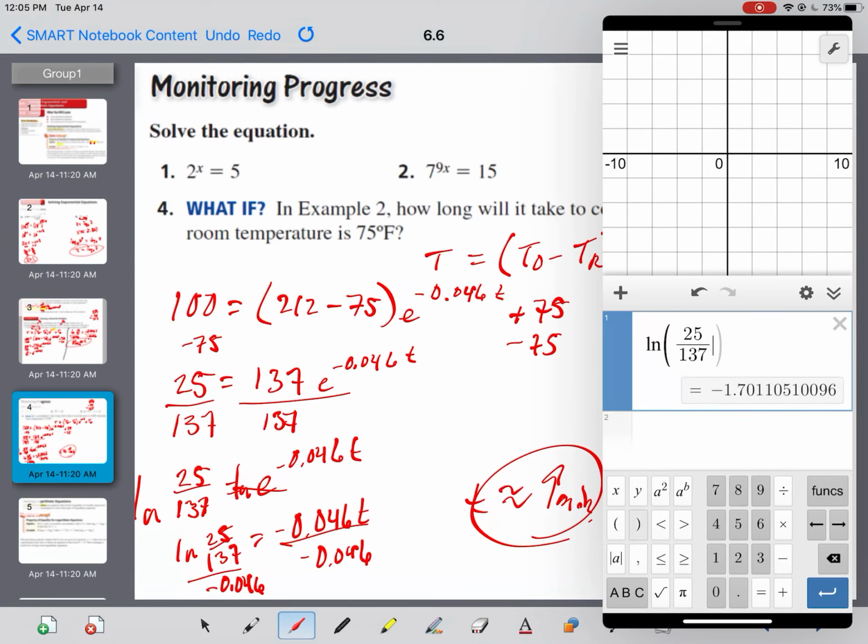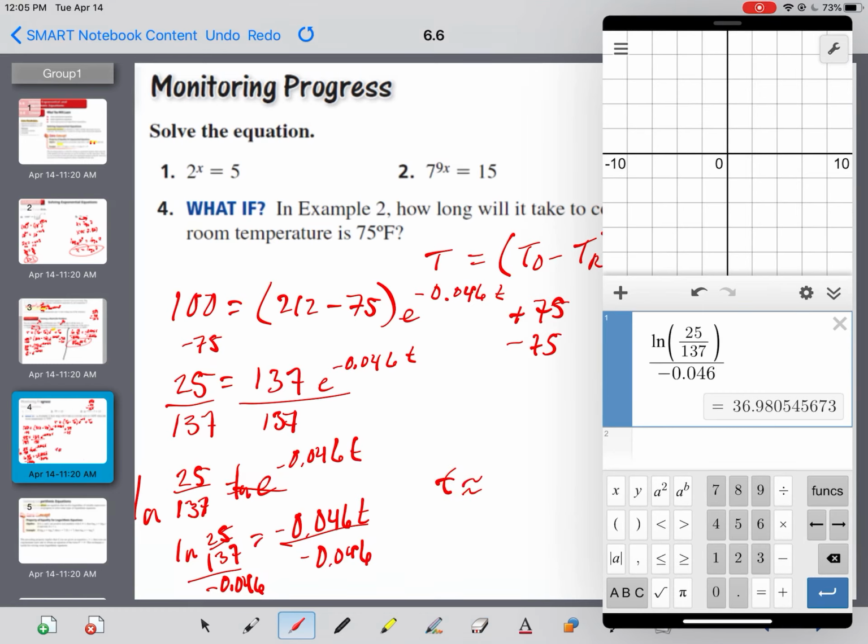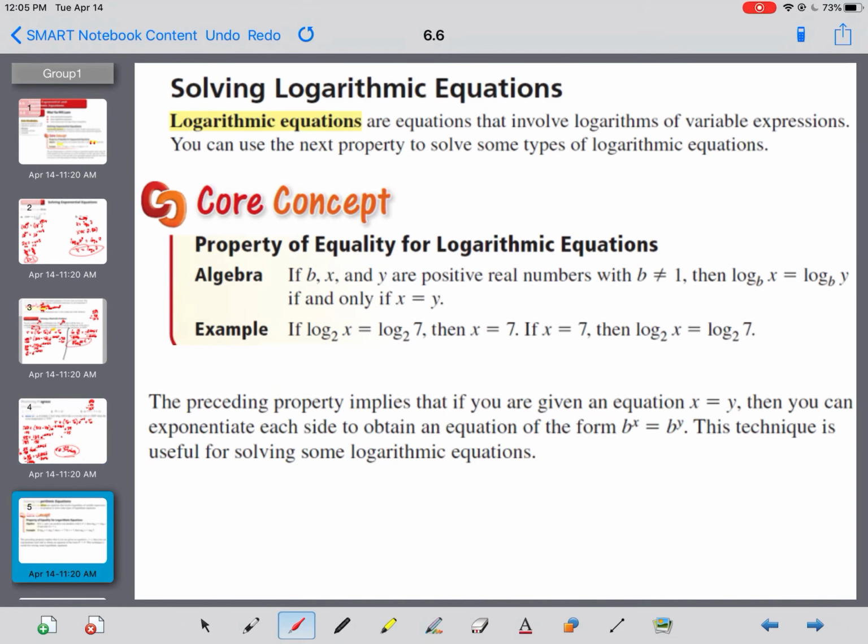Functions. ln 25 divided by 137 divided by negative 0.046. I must have typed it wrong. There we go. That's why we check our answers in the back and make sure. Time is about 37. That's 2 sevens in a row. 37 minutes. That's what we need. There we go. Always check your answers in the back. Make sure you know what's going on as you're going. You can always plug it back in and double check.